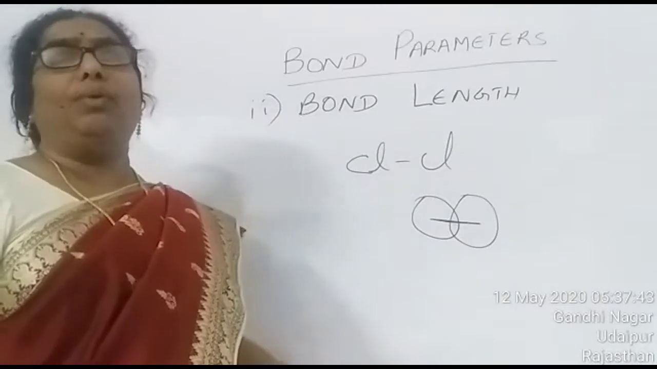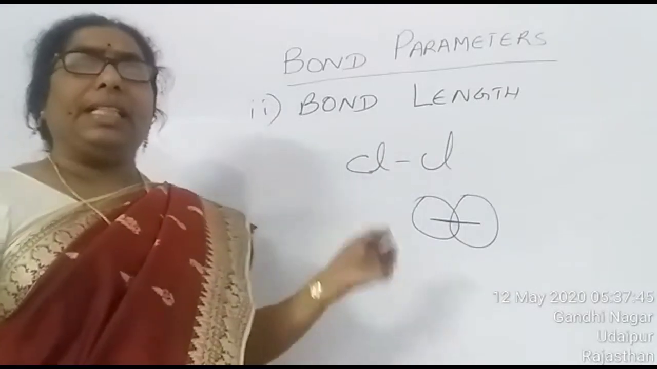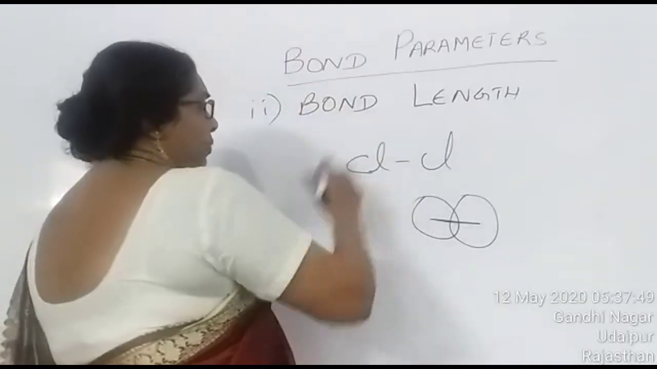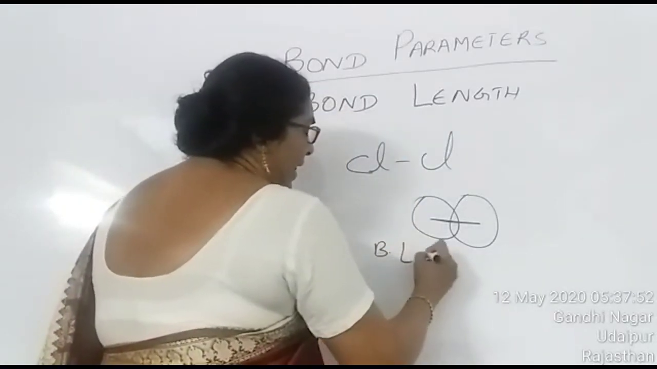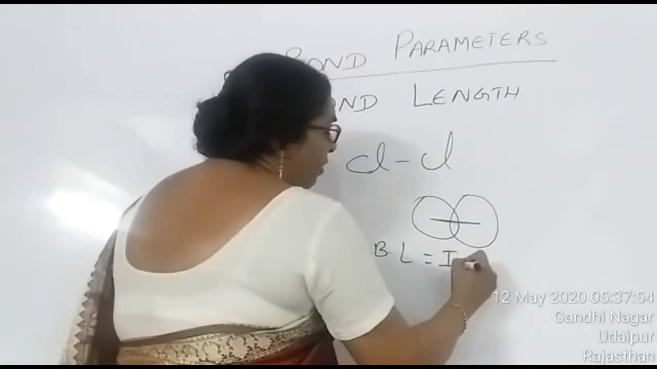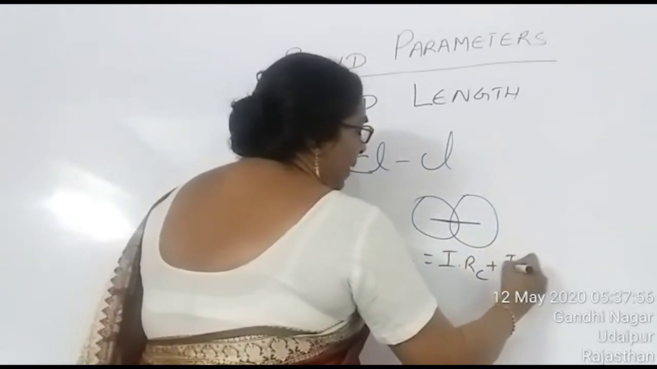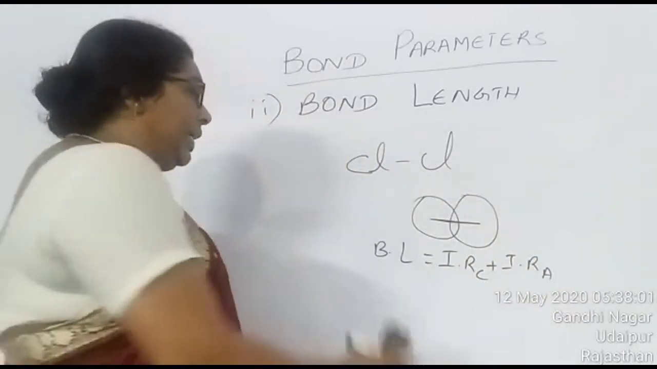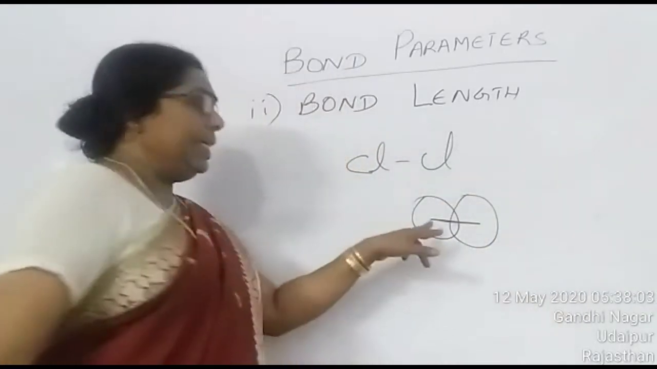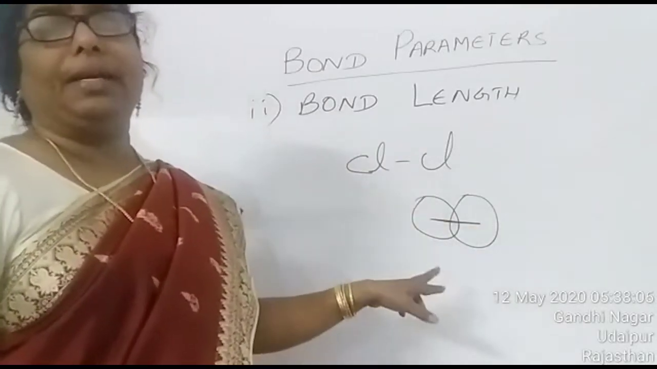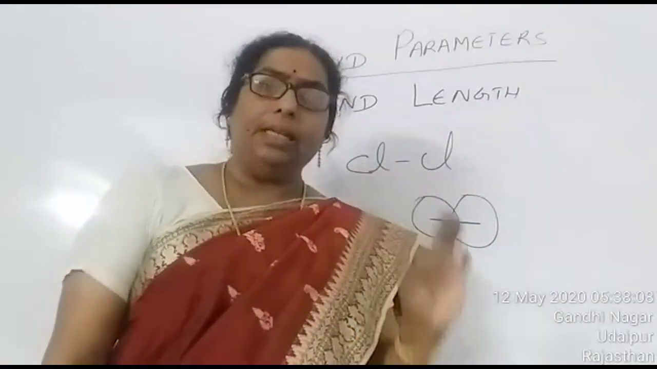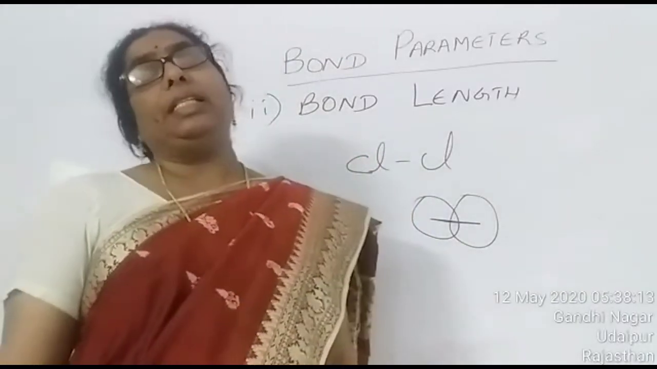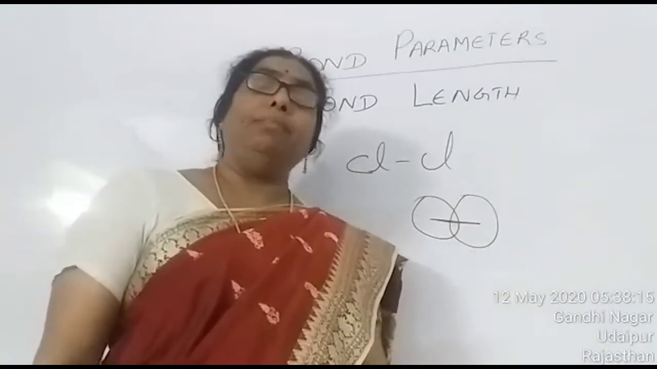If you consider an ionic crystal, an ionic compound, we can say that bond length is equal to the sum of the ionic radii of cation plus the ionic radii of anion. That is termed as bond length. Or in case of a covalent molecule, it is the distance between the centers of two atoms in the molecule. Is it clear? So bond length is defined as the average distance between the centers of two bonded atoms in a molecule.